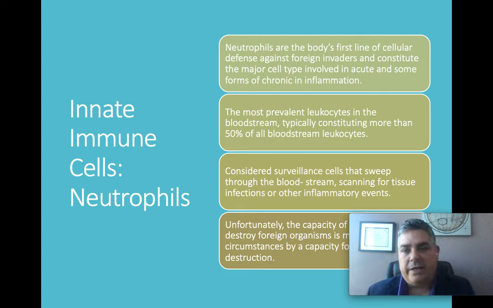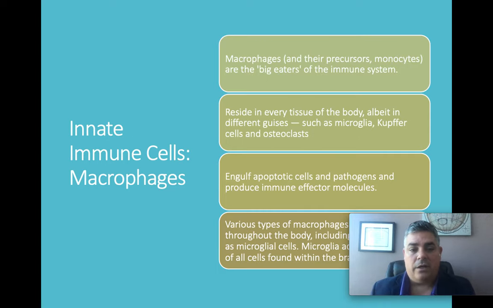So the neutrophils are the body's first line of defense against these foreign invaders and constitute the major cell type in both acute and some forms of chronic inflammation. They're the most prevalent leukocyte in the bloodstream, consisting of at least 50% of those white blood cells. And they're considered surveillance cells that sweep through the tissues and utilize some general mechanisms to determine PAMPs and DAMPs. But unfortunately, the capacity of the neutrophils to destroy foreign organisms may also be outweighed by their capacity to destroy the localized tissue. So this gets into that unregulated immune response.